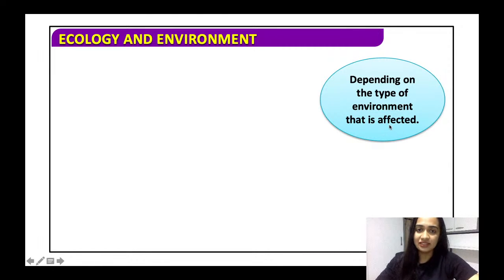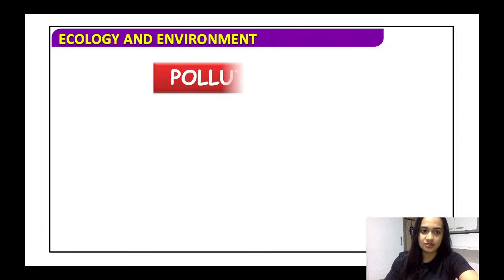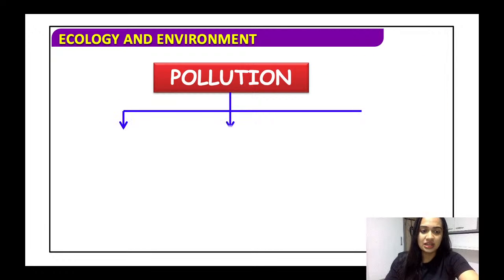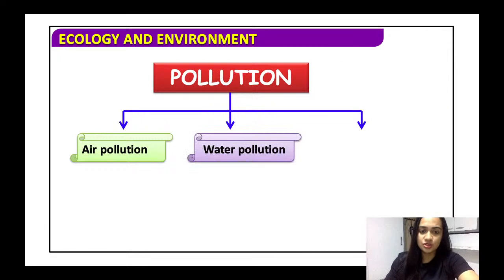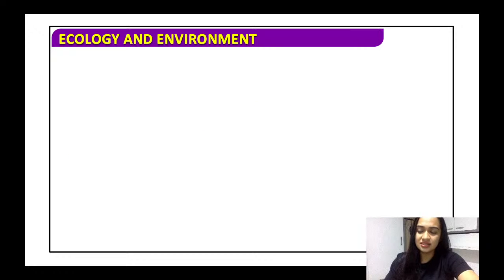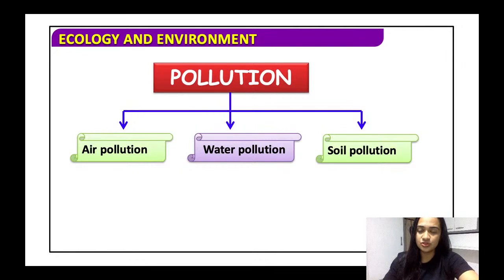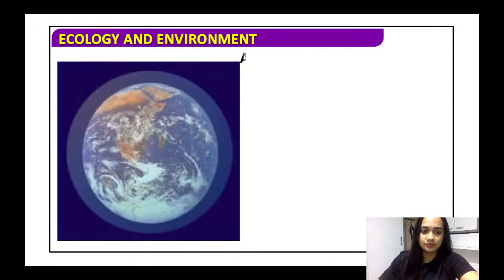So again, we classify this pollution by what type of environment it is affecting. Is it the air? Is it your water? Etc. So it can be divided into air pollution, water pollution, and soil pollution. There is also sound pollution, but it does not fall under the criteria of the environment, so we are not dealing with it.